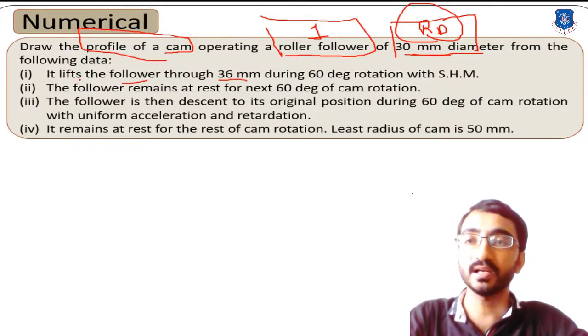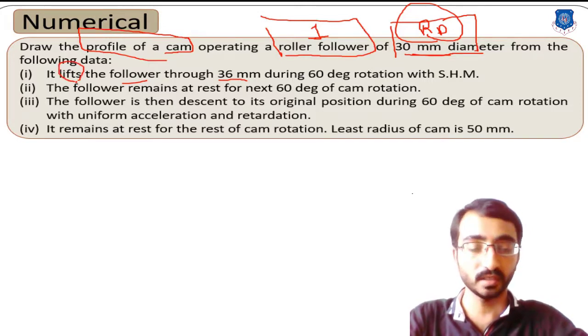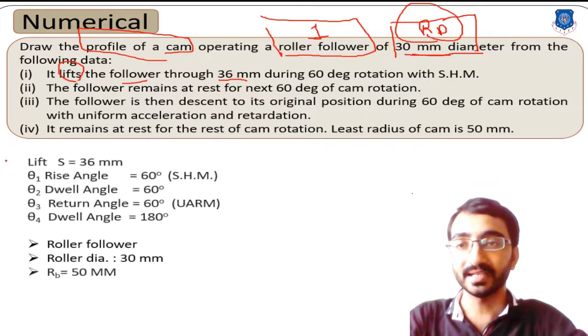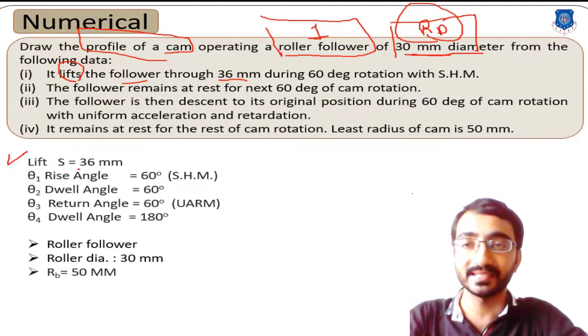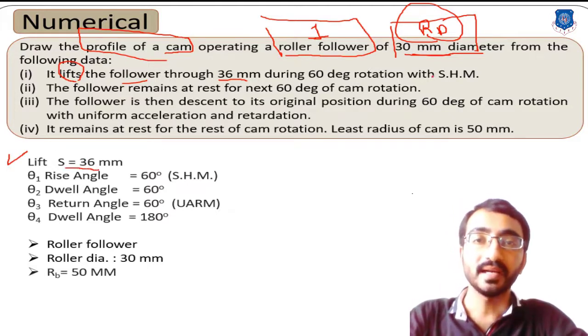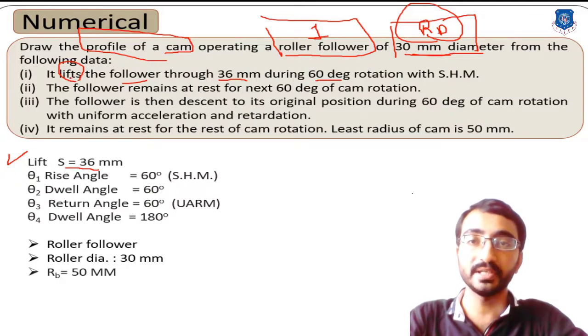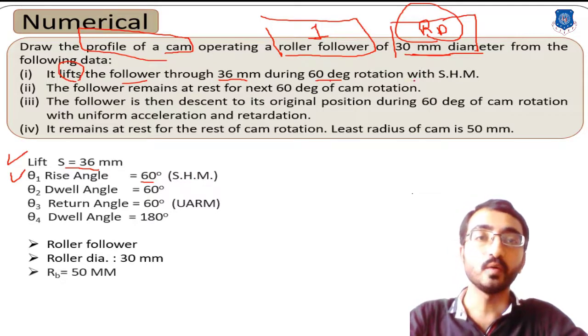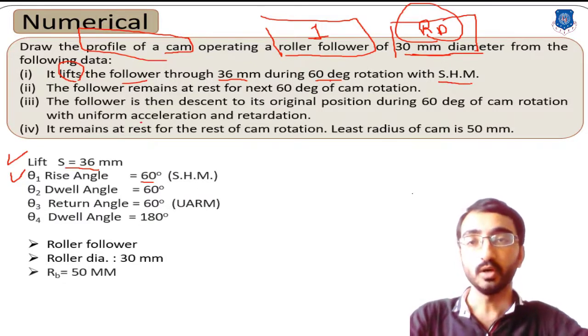So the first data is given as lift. Simply, we can say that lift S is given as 36 mm. During the lift period, the rotation angle is 60 degrees. So theta 1, the rise angle, is given as 60 degrees, and the type of motion is simple harmonic motion, SHM.